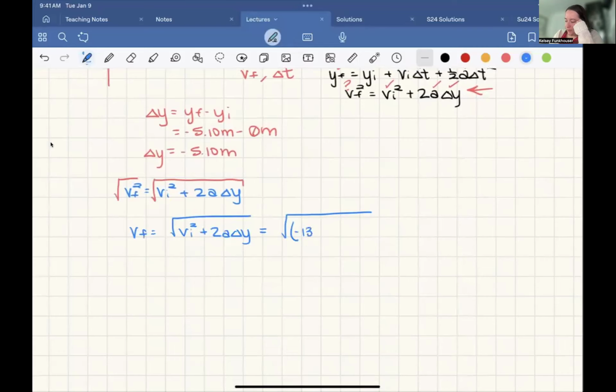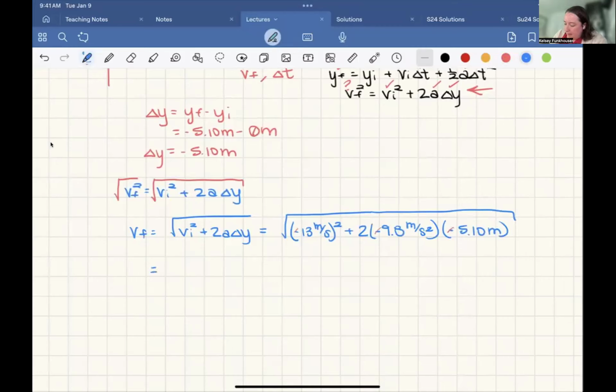And I'm just going to plug in my numbers. So this is negative 13 meters per second, whole thing squared, plus 2 times negative 9.8 meters per second squared, times negative 5.10 meters. So we have a square root. You can't have a negative square root, or, I mean, you can if you want imaginary numbers, but we do not. But it's okay, because our negative signs are going to cancel out. These ones will cancel, and then that one cancels when it's squared. So we don't have to worry about that part.